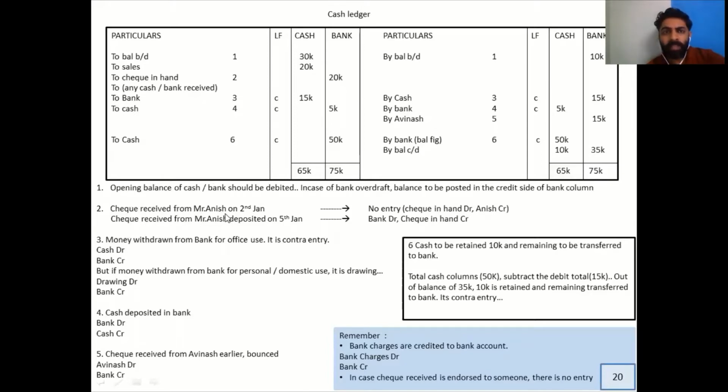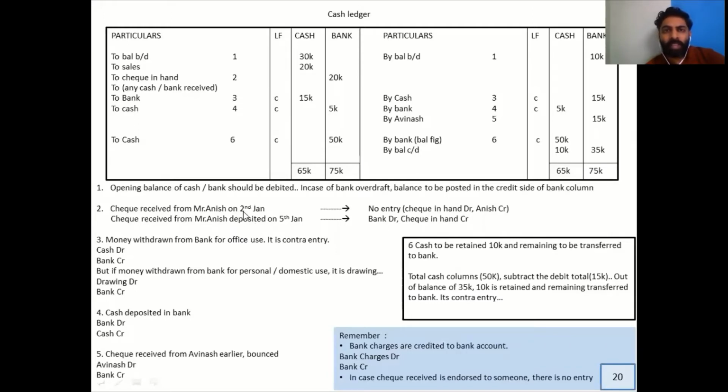Now, in this case, what has happened is I got a check from Mr. Anish on 2nd of Jan, but maybe due to some reason like holidays or being Friday or being Sunday, I didn't go to the bank and deposit. I went on 5th of Jan. So 5th of Jan is exactly the day when the bank is receiving the money. So what are the journal entries?